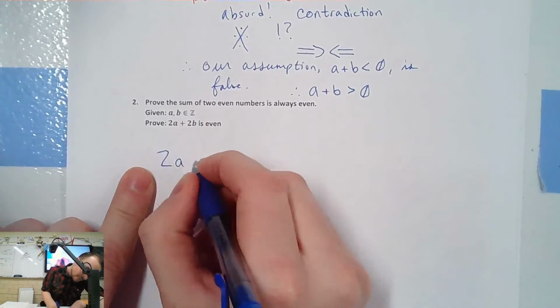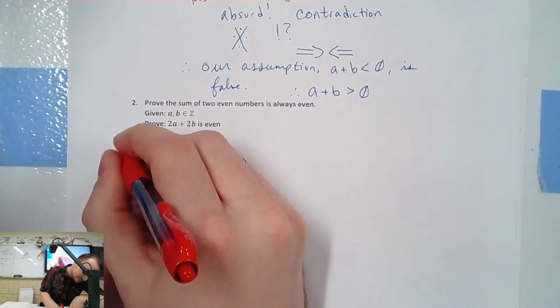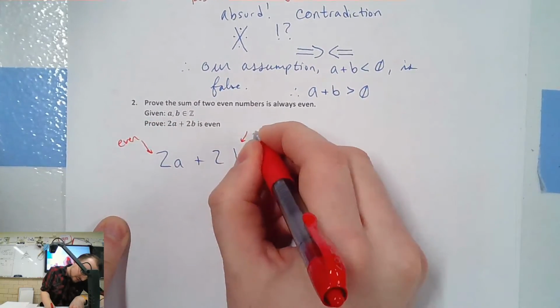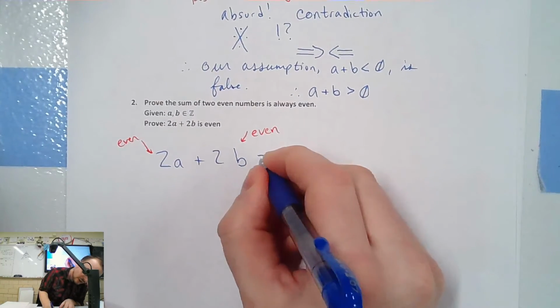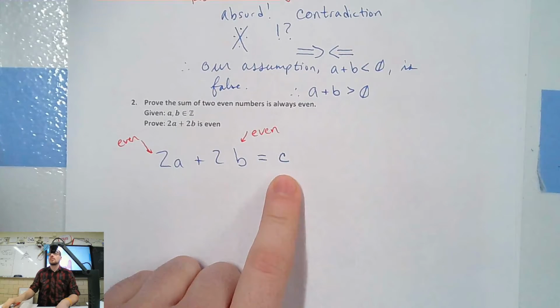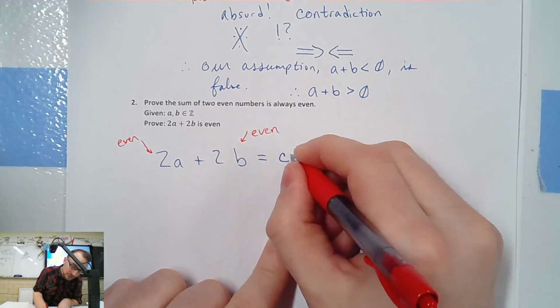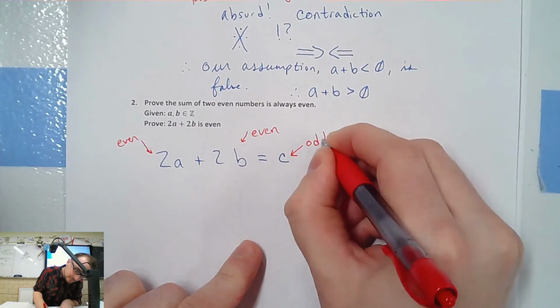So 2a plus 2b, we know for a fact that this must be even, and this must be even. Now, we're going to prove that our answer, let's call our answer C, must be even. And here's how we're going to prove it by contradiction. We're going to assume that our answer isn't even. We're going to assume the opposite. So we're going to assume that C is what? Odd.